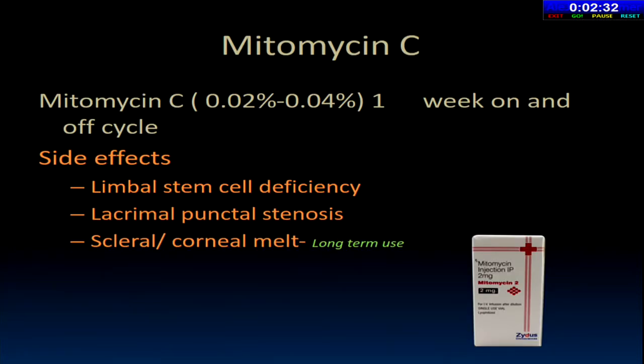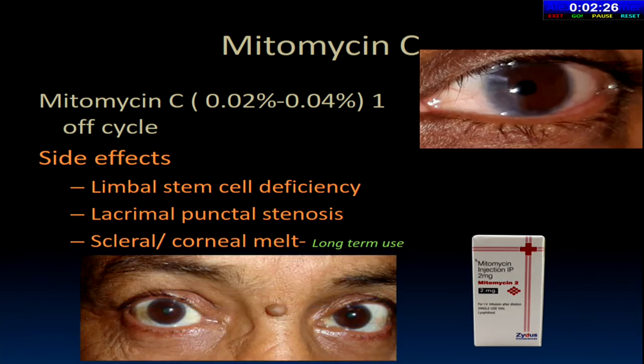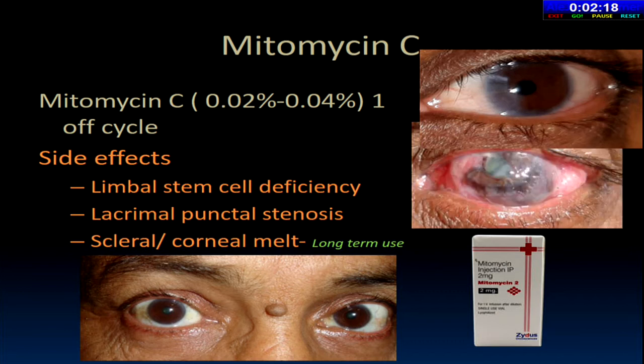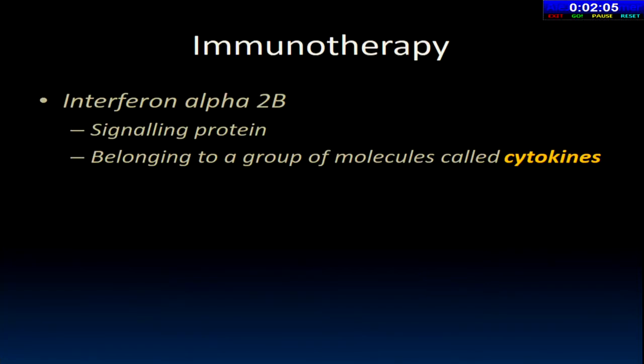Mitomycin C is the most common agent that's used, and it has side effects. It can cause limbal stem cell deficiency. It can cause lacrimal punctal stenosis. This patient we treated with MMC, and after that, he developed a stenosis and watering. And if the patient uses it without you telling him to do so for years on, you can have scleral corneal melt. So now, immunotherapy is actually replacing mitomycin C as the first line.